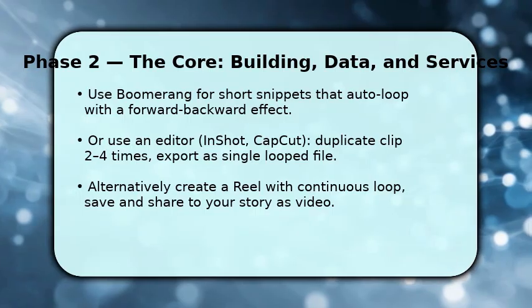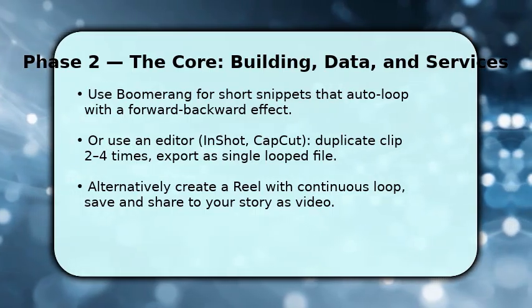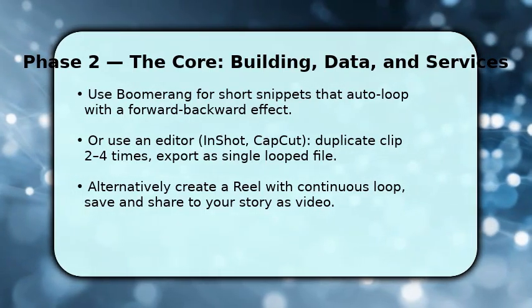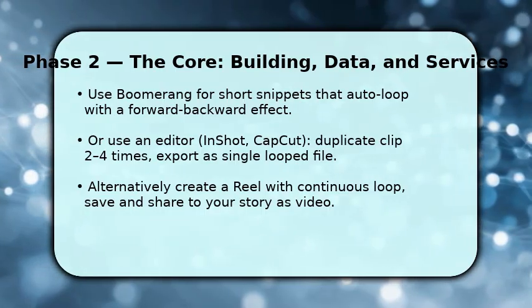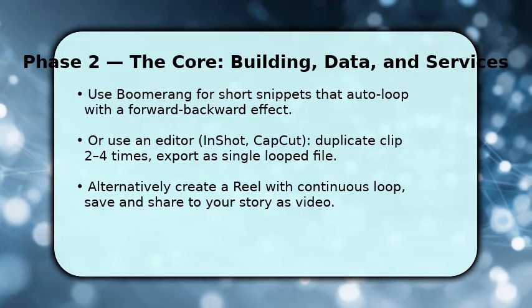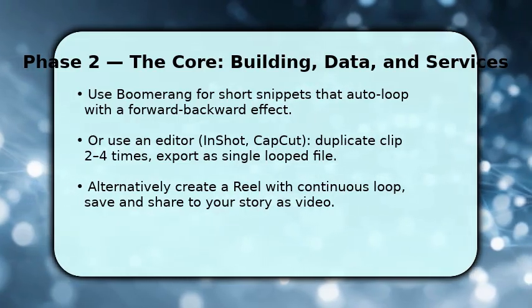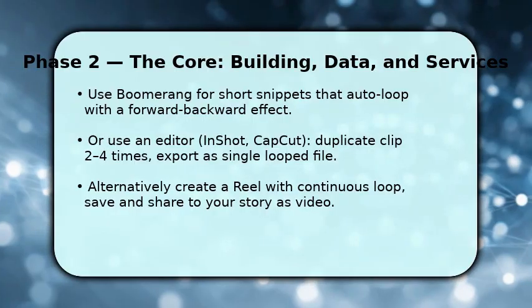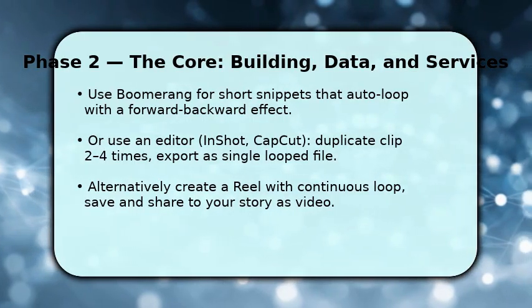It auto-loops in stories. For longer or seamless repeats, open an editor like InShot or CapCut. Import the clip, duplicate it 2 to 4 times back-to-back, then export one continuous video. This creates a repeat effect inside a single 15+ second file. Once exported, verify playback loops smoothly.